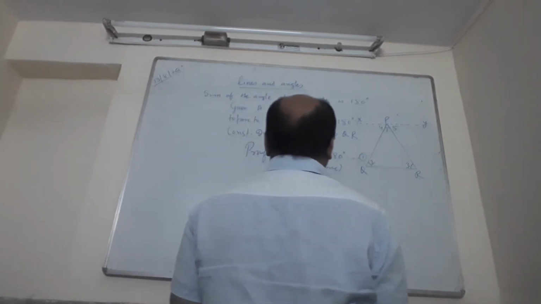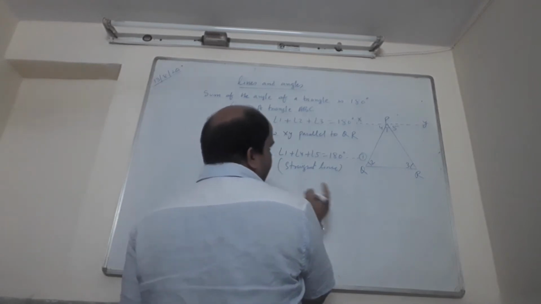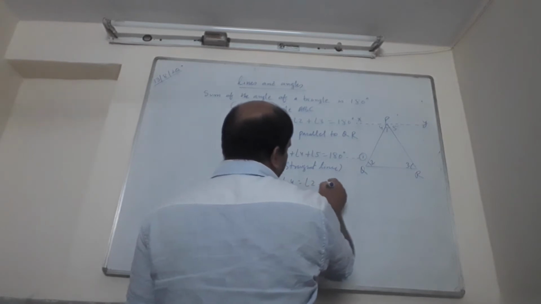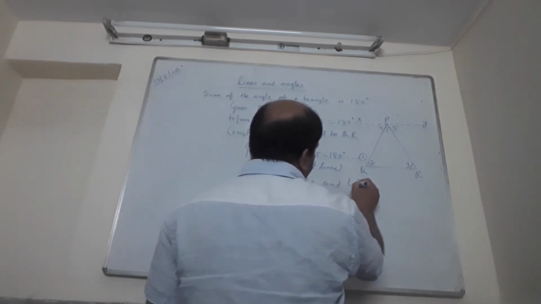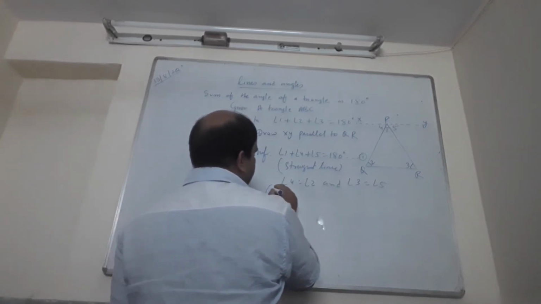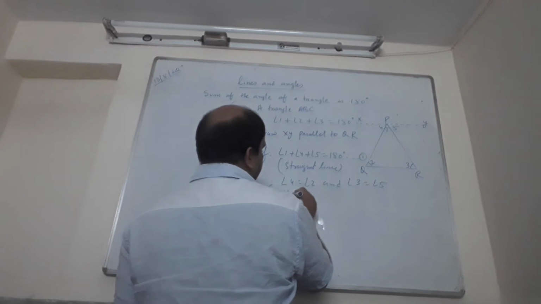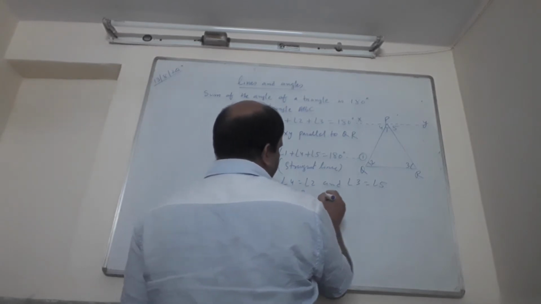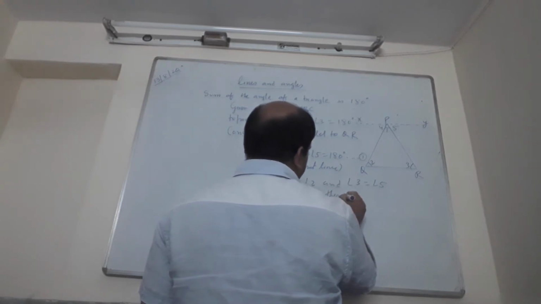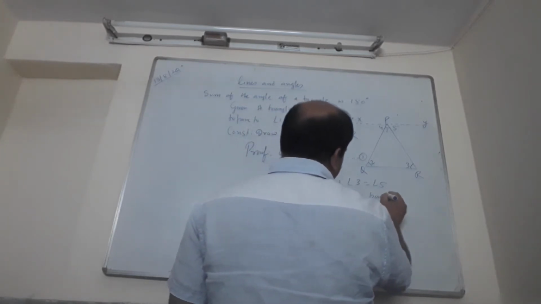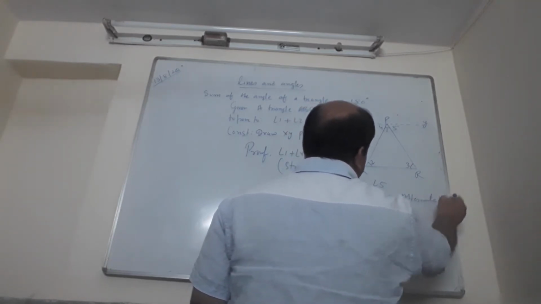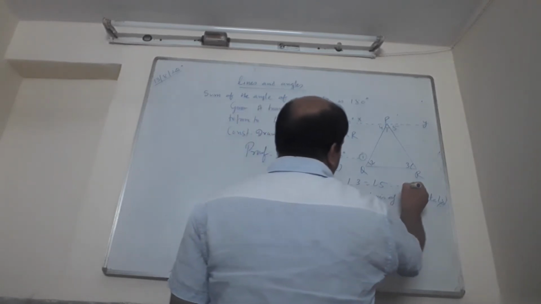This is the first. And then we can write angle 4 equal to angle 2 and angle 3 equal to angle 5. Why do we write so? Because XY is parallel to QR, therefore these are a pair of alternate angles. So this we can write as second.